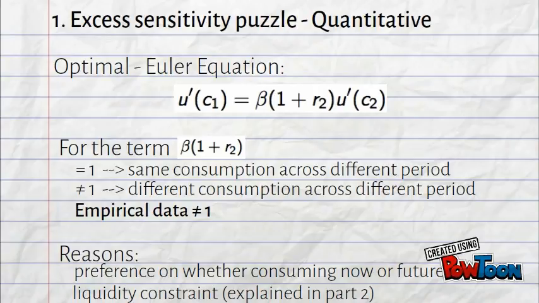The term beta times 1 plus interest rate is critical. If it is equal to 1, the consumption level is the same across different periods. If it's not, then the consumption is different. Empirical data suggested that the term beta times 1 plus interest rate is not equal to 1, which means the marginal utility of C1 is not equal to C2, and consumption in period 1 and 2 are different. This suggested the excess sensitivity of consumption to predicted income change. This may be due to households' own preference or liquidity constraint, which will be explained in the following slides.